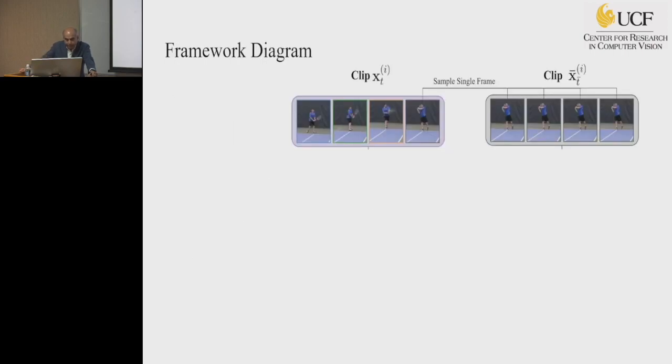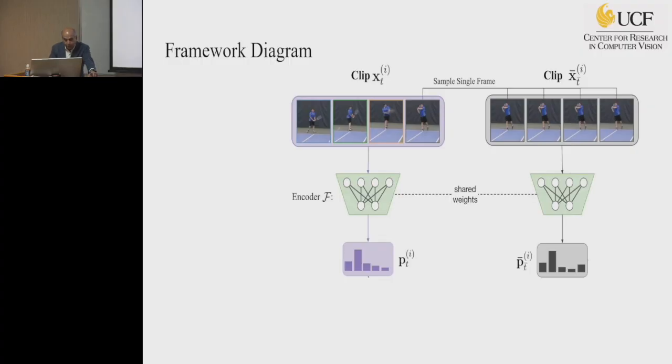So here's the idea. We have a clip, and we want to deal with this background-foreground bias. So we generate a static clip by randomly selecting a frame from the clip and just repeating it, so there's no motion, right? Now we have this encoder with shared parameters, and we get the prediction from the original clip and the prediction from the static clip. And we want to use this adversarial loss to fix this, right?